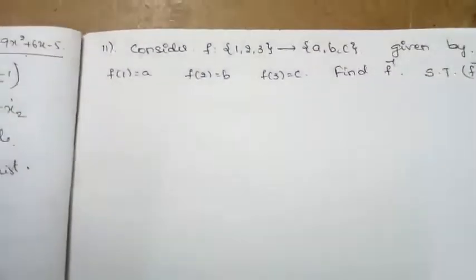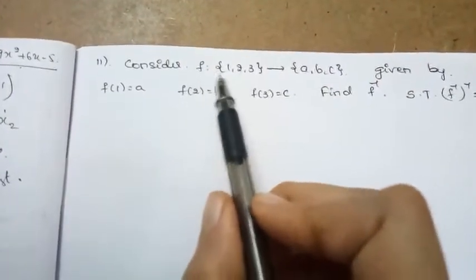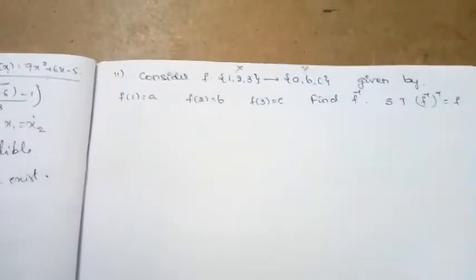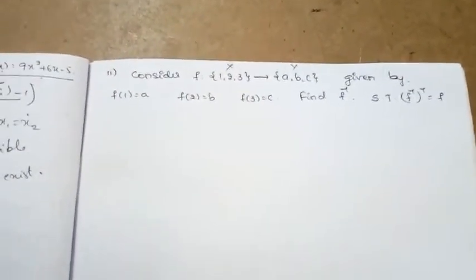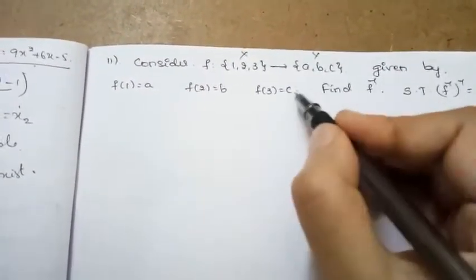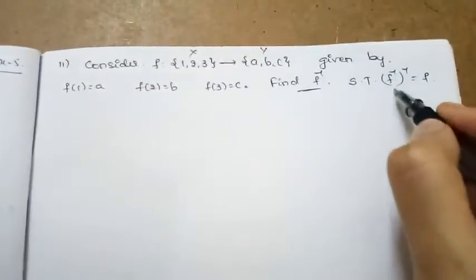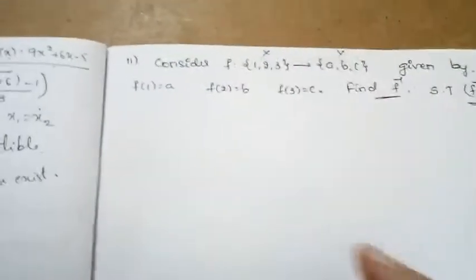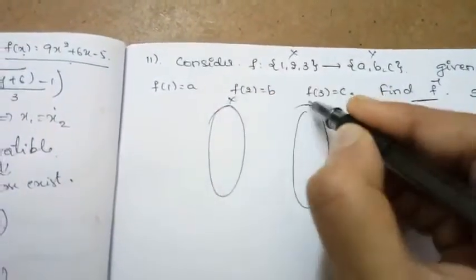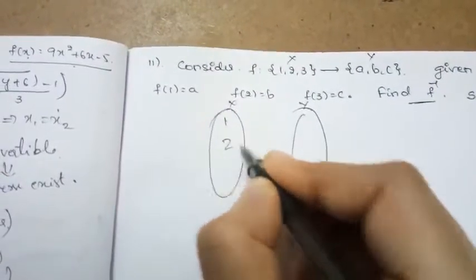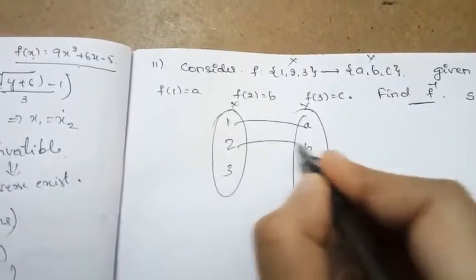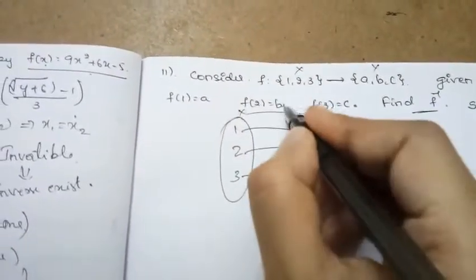So now let us move to the next question. Here they have considered the function f from the set {1, 2, 3} to the set {a, b, c}. I will call this one x and this one y. They have defined a function f of 1 is equal to a, f of 2 is equal to b, f of 3 is equal to c. They asked us to find f inverse, and later to show that the inverse of f inverse is equal to f. You can see clearly, if this is set x and this is set y, then it is 1, 2, 3 and a, b, c. So f of 1 is a, f of 2 is b, f of 3 is c, where the function is f.